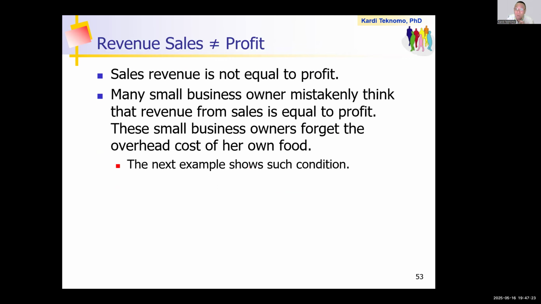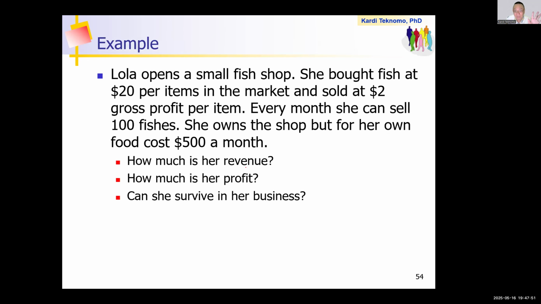Many small business owners, small and medium enterprises, mistakenly think that the revenue from sales is equal to profit. This is a common mistake. These small business owners forget the overhead costs, like their own food. This is the example. Can you try this one? Don't look at the answer, try this one first on your own, because this is important to understand the concept.